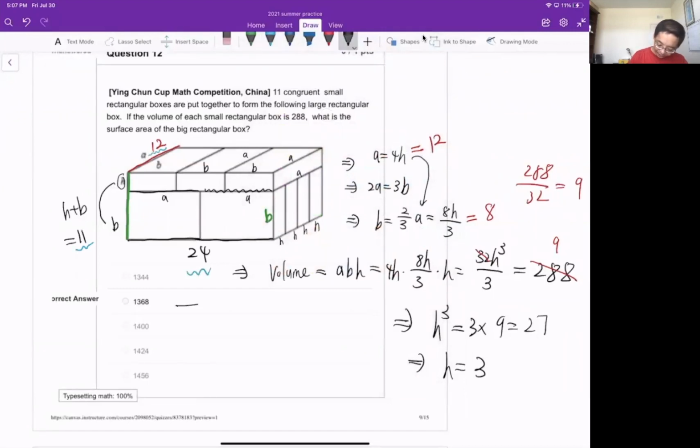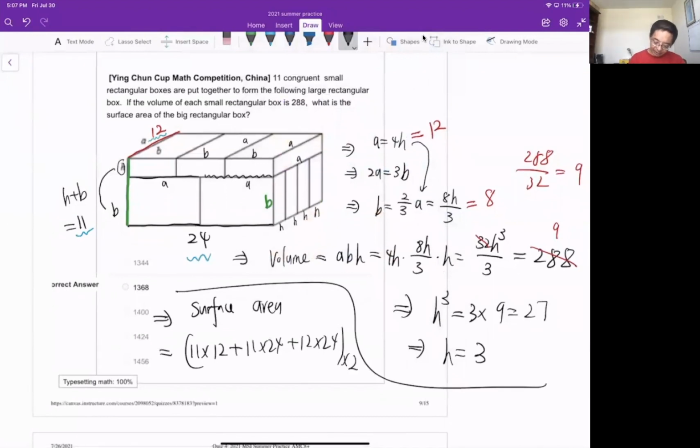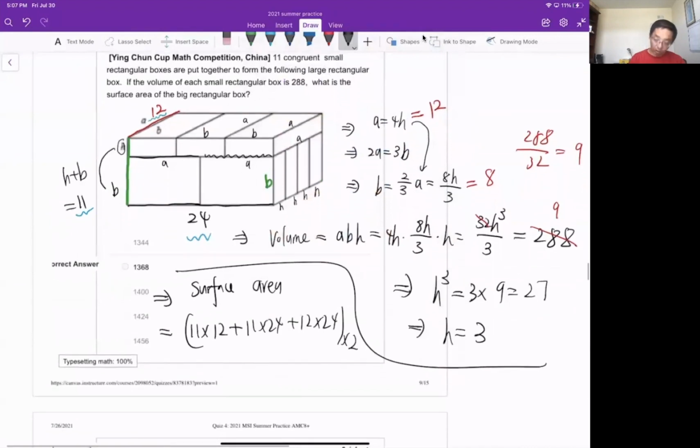And accordingly, we get the surface area, which equals 11 times 12 plus 11 times 24 plus 12 times 24, right? And then multiply by 2. So that's how we calculate the surface area, because it has 6 faces, and they're all rectangles. Okay, and then we can do the calculation. We'll get 1368, which is this one.